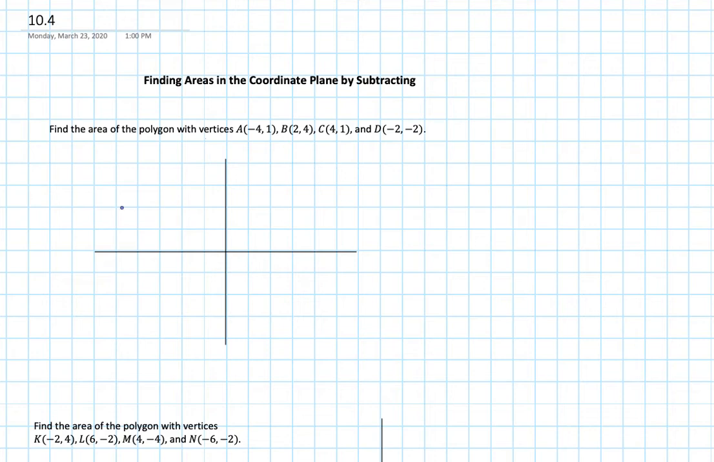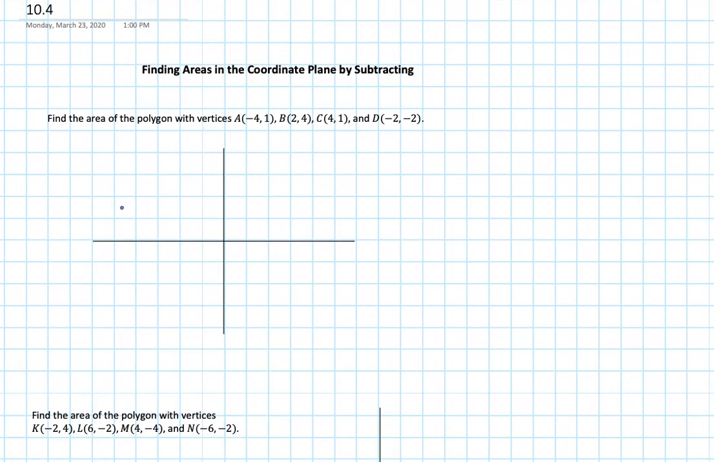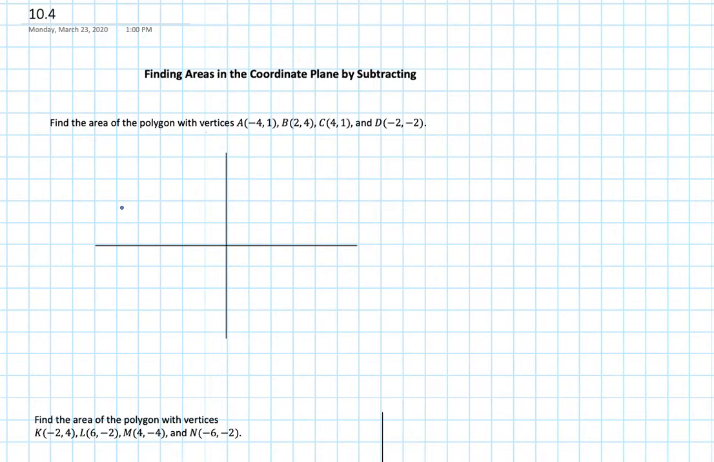The next part is actually useful, and it's not difficult, but it is useful. You have to know the area of a right triangle, which is 1/2 times base times height. And then, of course, know the area of rectangles, base times height, or length times width, however you want to think about it. So they say find the area of the polygon with the given vertices. I'm going to go ahead and plot those.